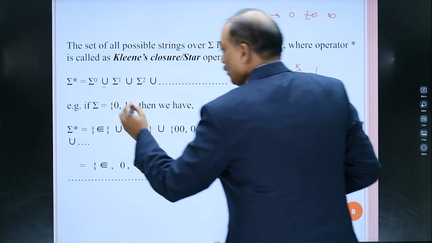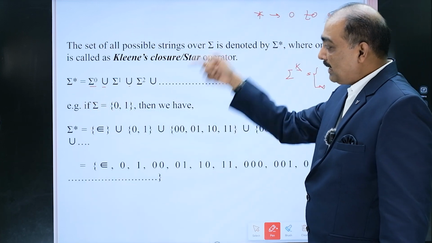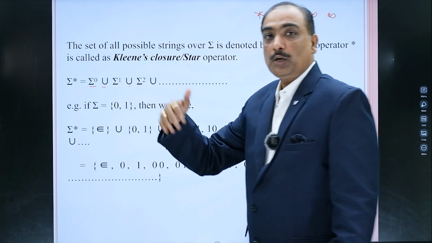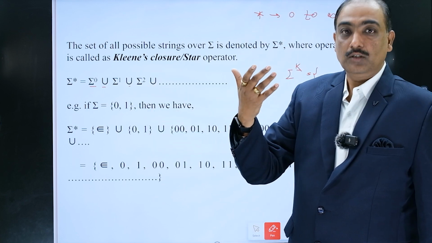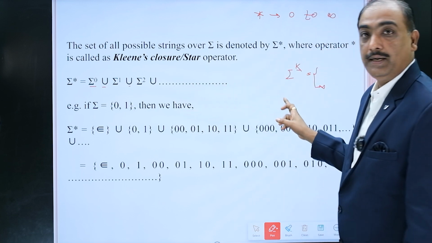Now what is this sigma to the power 0? We have seen in the earlier slide. Sigma to the power 0 is the set of strings with length 0. Sigma to the power 1, set of strings with length 1. Sigma to the power 2, set of strings with length 2. 3, 4, 5 up to infinity. So this set becomes infinite.